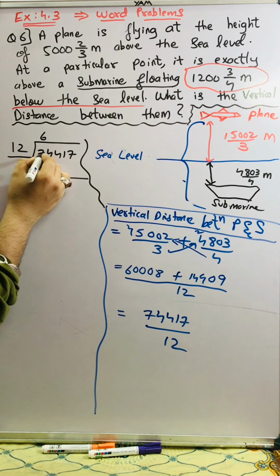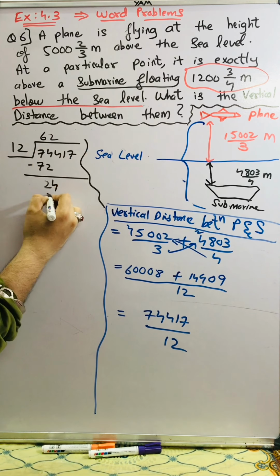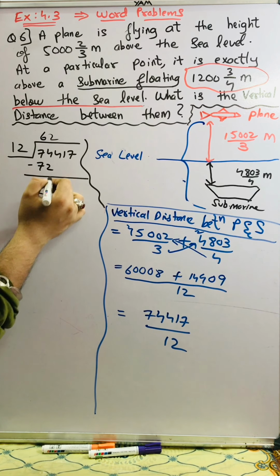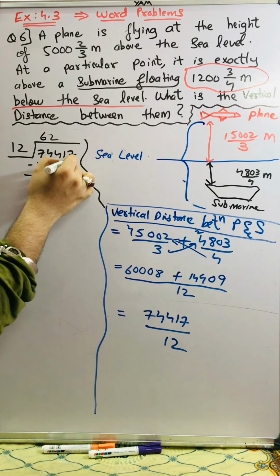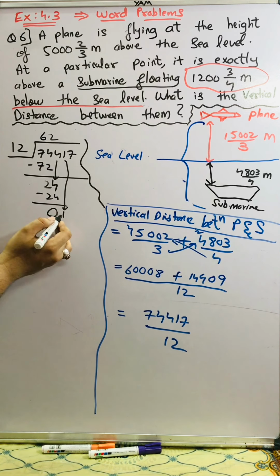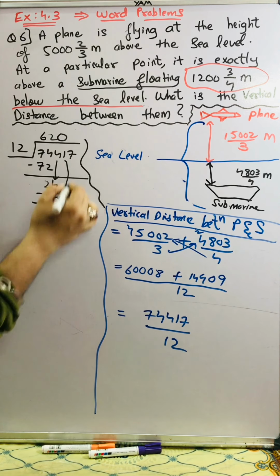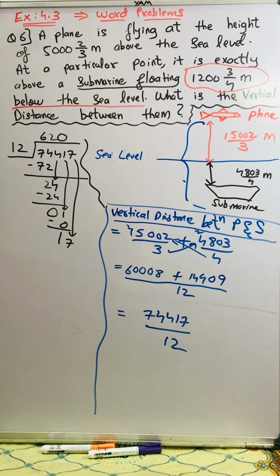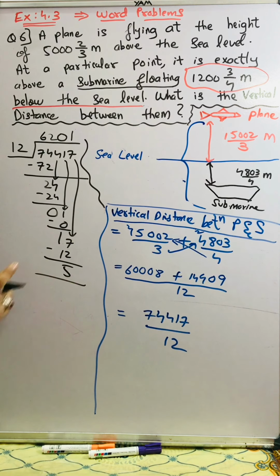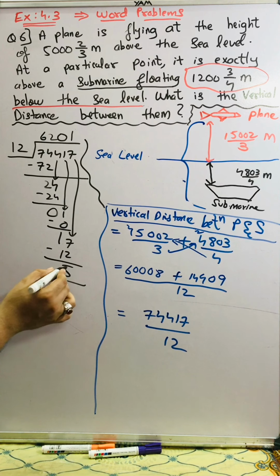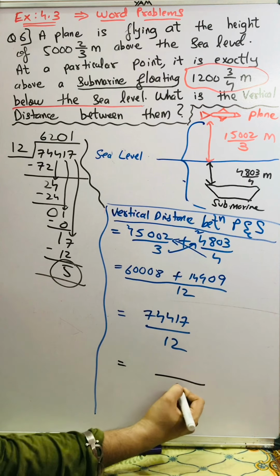12 sixes are 72, so 74 minus 72 is 2. 4 comes down. Now 12 twos are 24 minus 24 is 0. We already called this 4 down once. Now it's time to call this 1 down. But 1 is very small as compared to 12, so I have to add 0. 12 zeros are 0, minus, so 1 down. Now comes the 7. Now 12 ones are 12, so 17 minus 12 is 5. 5 is the remainder. We are not going in decimal form. So students, whatever is the remainder always comes in the numerator, and the divisor remains as it is. The divisor will remain 12 only.